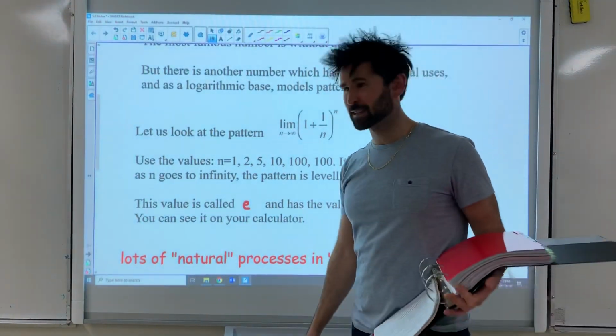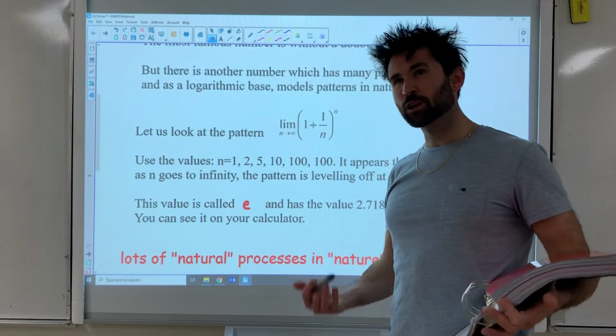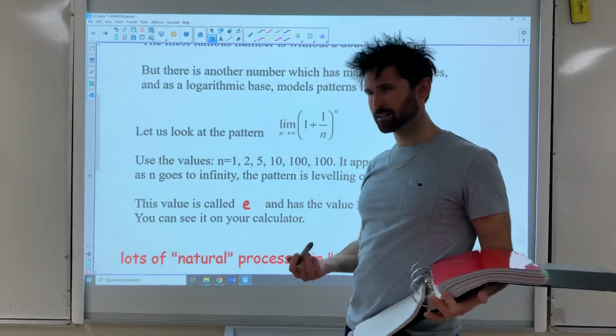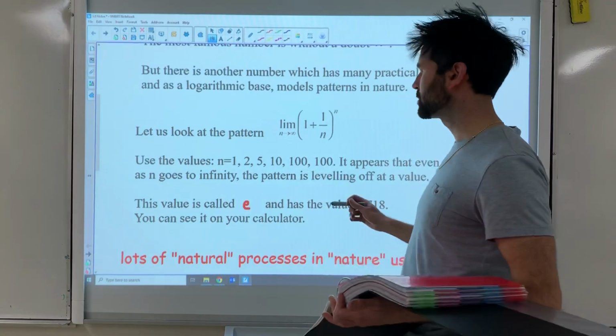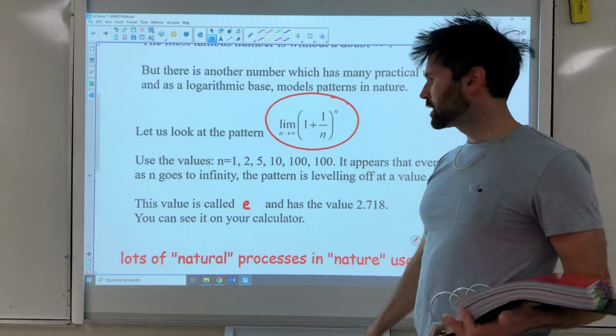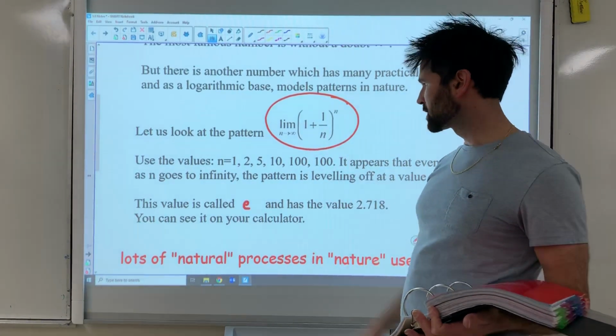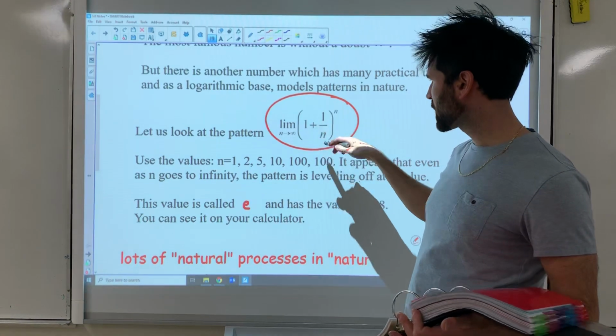It's tricky to explain because nobody really understands it. We know where it comes from. We don't understand why it's out there in nature so much. There are lots of ways to calculate it. You can look at this function and graph it and see what happens. So that's what I'm going to do. I'm going to show you what happens if you graph this.